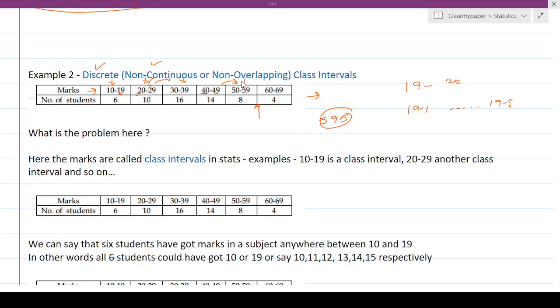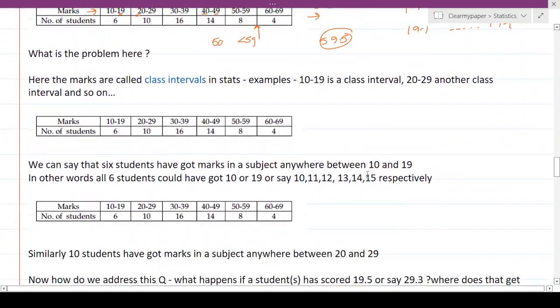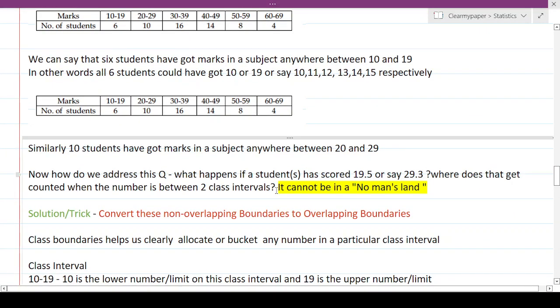This is 50 to 59, which means anything greater than or equal to 50 and less than 59. And this means anything that is greater than or equal to 60 but definitely less than 69. So there is no interval which accommodates this student who has scored 59.5, and hence we need to accommodate somewhere and redefine the class boundaries by converting this into overlapping intervals, like we have it here, and then it becomes continuous, right?